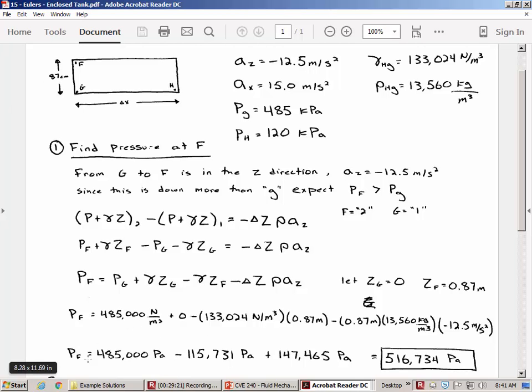So here is the 485, which is the original pressure at G, and then look at these two different components. This first part takes into account the hydrostatic effect, the negative 115, that's because of the elevation difference. And then the 147 is because of the acceleration. So here what you see is that the acceleration down is a bigger pressure change than the normal hydrostatic effect of gravity. There's two accelerations in the vertical plane. There's gravitational acceleration, which causes this pressure change. And then there's the physical acceleration downward of 12.5, which causes the 147 pressure increase. So when you combine the two together, you get 516 kPa as the pressure at F.